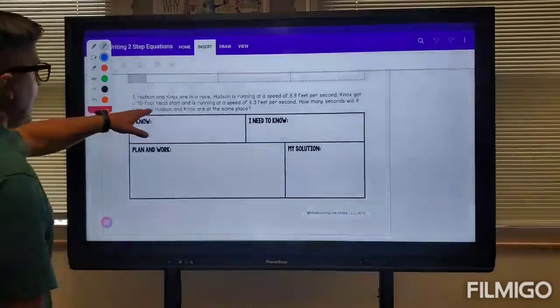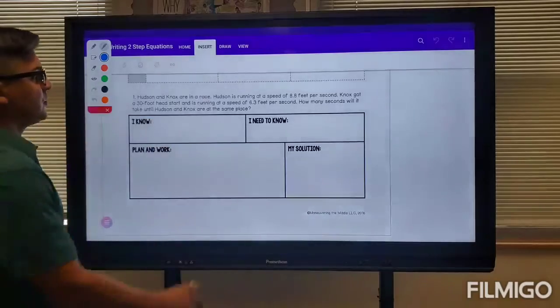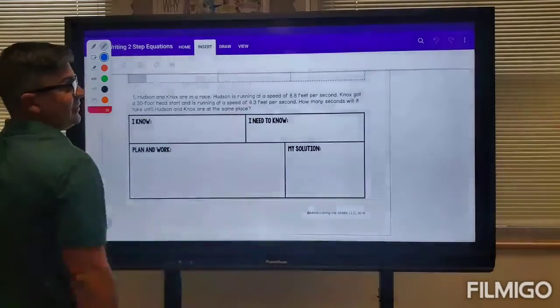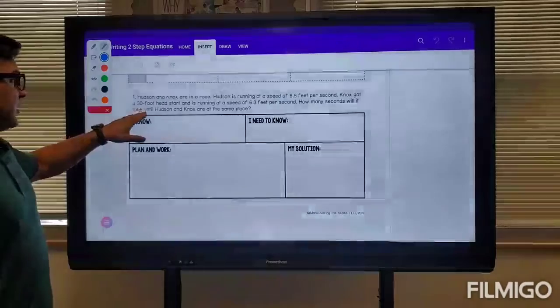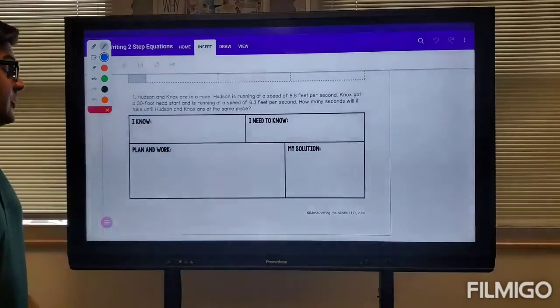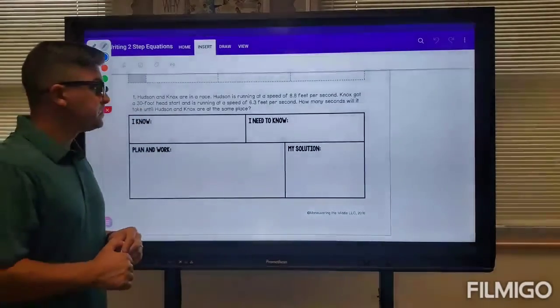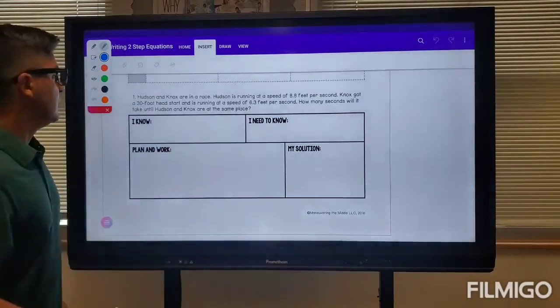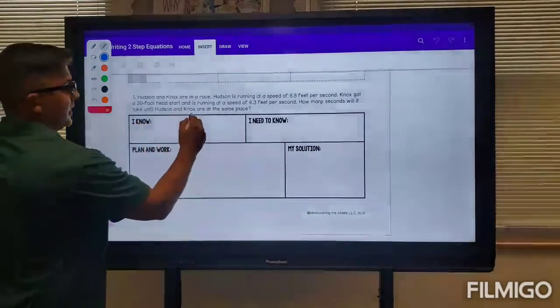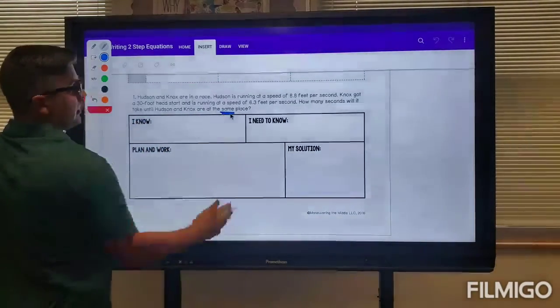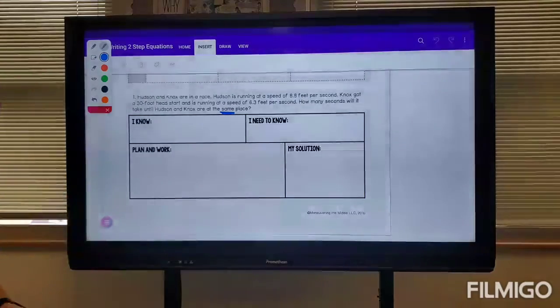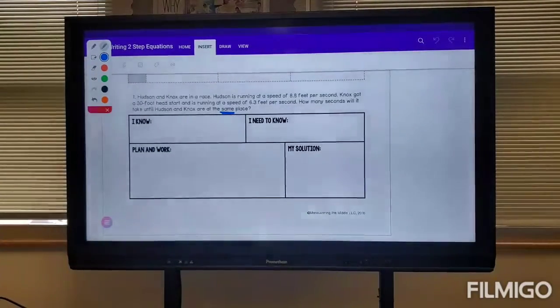We have Hudson, we have Knox, they're in a race. Hudson is running at a speed of 8.8 feet per second. Knox got a 30-foot head start, running at a speed of 6.3 feet per second. How many seconds will it take until Hudson and Knox are at the same place? All right, so what do you know at first? You kind of step back and say, all right, what do I know so far?